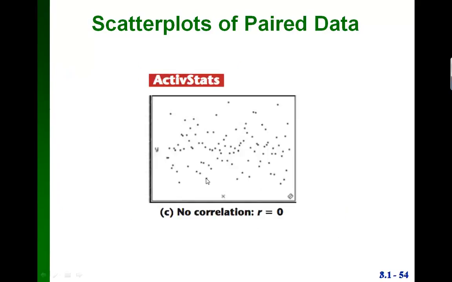And in this graph, our data points are just all over the place. There's no linear relationship that we can see at all. So in this one, we'd say there's no correlation, and if we actually calculated the value of R, it would come out to be 0 or very close to 0.